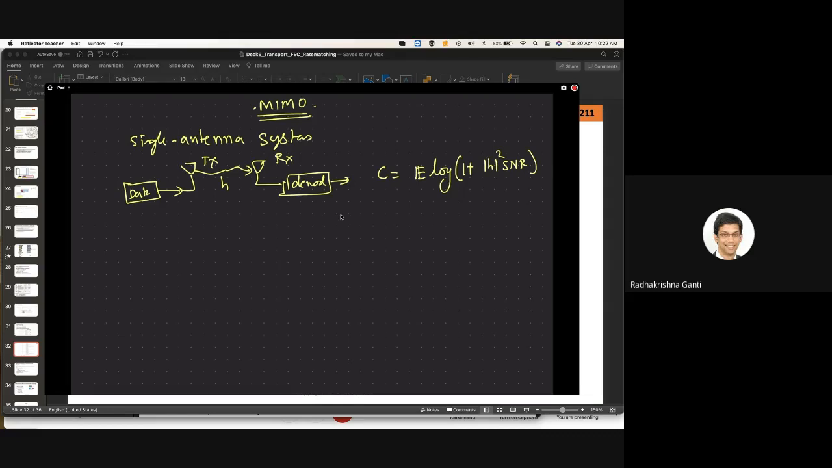So H is a random variable. Even if we forget about ergodic capacity, I think we should put ergodic capacity, otherwise it doesn't make sense. What this says is the capacity of this channel is the expected value of log(1 + |H|² SNR). This expectation is with respect to the randomness of H. You do this log(1 + |H|² SNR) for lots of realizations of H and average them. This is nothing but expectation, or average, of this quantity.